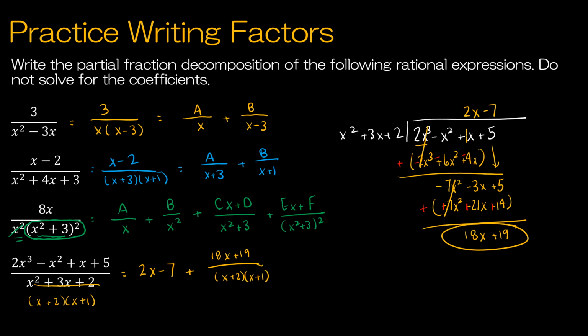Now, I still haven't finished because it says to please rewrite it with partial fraction decomposition. So I'm going to only take the 18x plus 19 divided by x plus 2, x plus 1, and rewrite that as a divided by x plus 2 plus b divided by x plus 1. So we don't have to worry about this first part because that's going to be very straightforward. It's just a polynomial now.